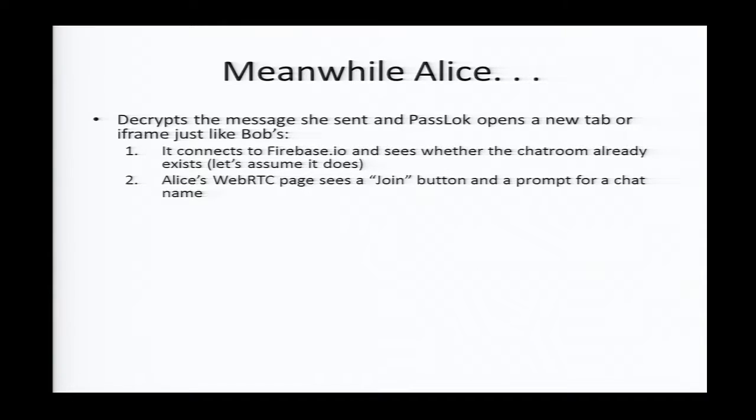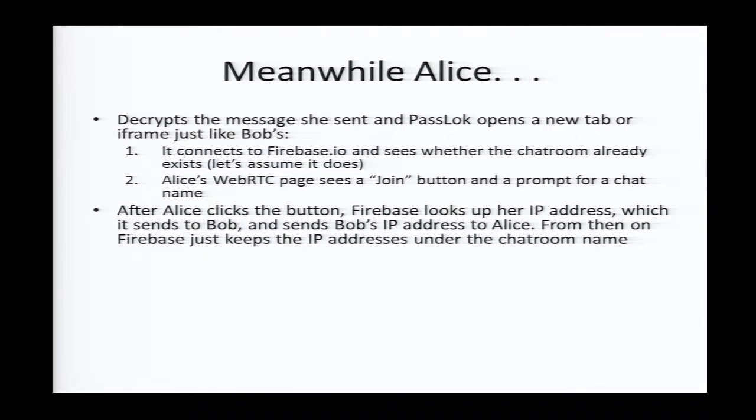Meanwhile, Alice is going to decrypt her own message and do exactly the same thing, except that now Firebase knows that the chat has been initiated. There's a cubby hole with that name, and it is going to send a join button. When she clicks that, Firebase will look up her IP address and send it to Bob, and send Bob's IP address to Alice, and then the programs will try to connect directly. So it's just a straight, plain vanilla signaling server. Probably this has evolved. I don't know if it hasn't evolved into something better now. And I wish that there was no need to have any server at some point, but apparently you cannot see your own IP address. Somebody needs to give it to you from the outside.